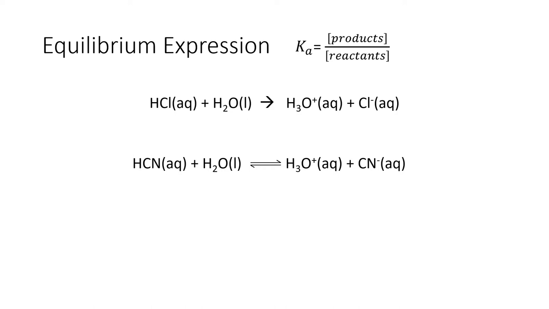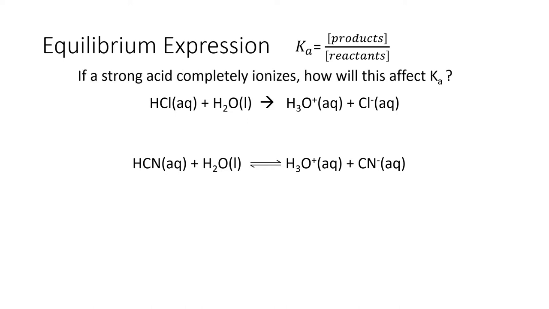All right, so let's take a look at these two examples. In the first case, HCl, notice there is no equilibrium established. It ionized completely into its ions. It's a strong electrolyte. If a strong acid completely ionizes, how will this affect the Ka? Well, remember the products over the reactants. We're going to have all of the products and pretty much no reactants. This means that my Ka is extremely large. It favors the products since it ionizes completely.